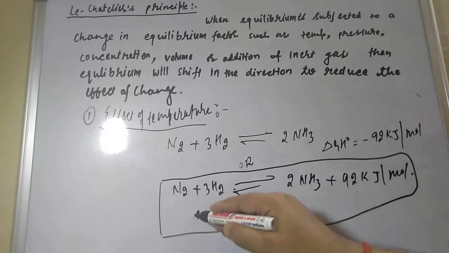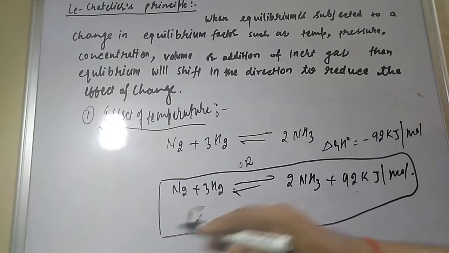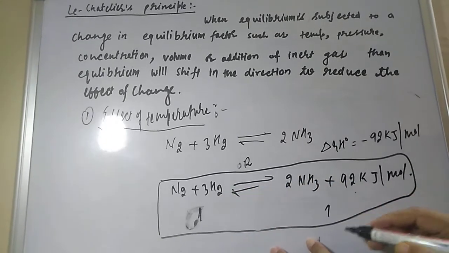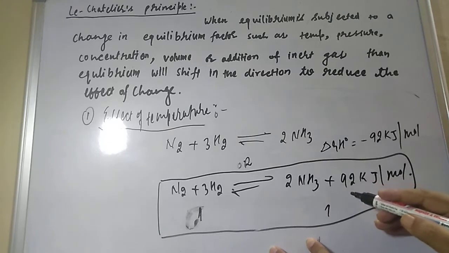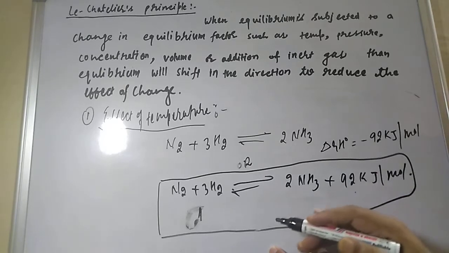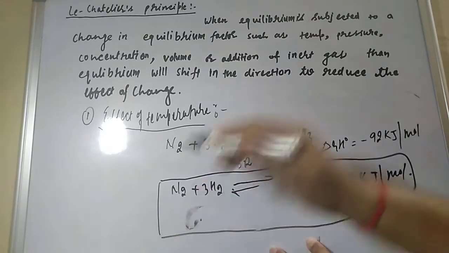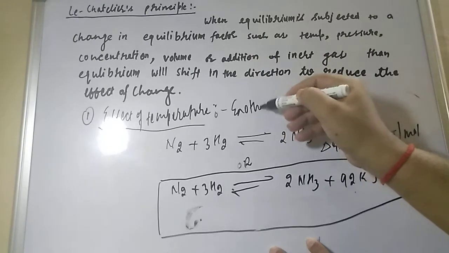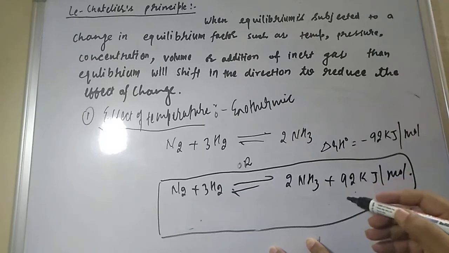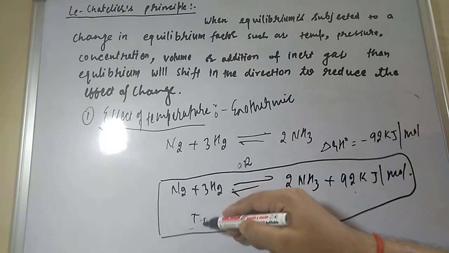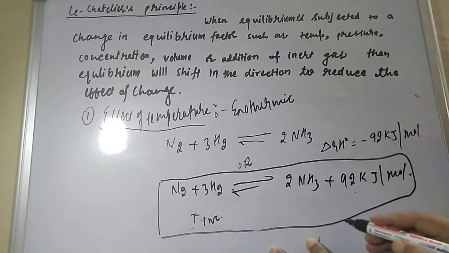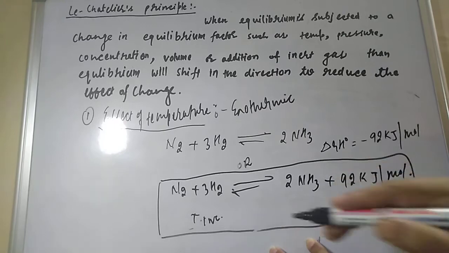If you are increasing the temperature of the system, in which direction will equilibrium try to shift, student? Here heat is already there, so equilibrium will shift in such a way that the effect is minimized. So for an exothermic reaction, when you are increasing the temperature, equilibrium will shift in such a way that the effect is minimized.